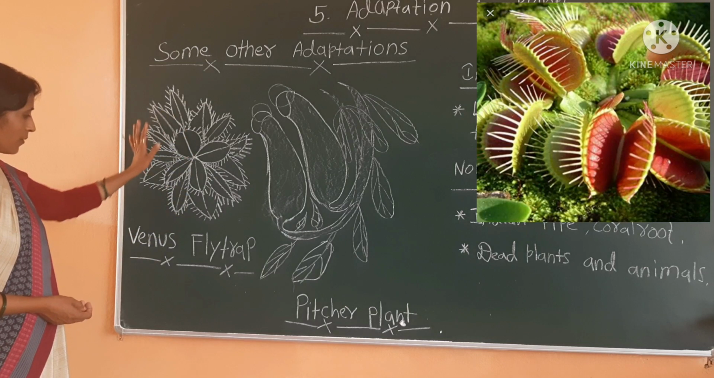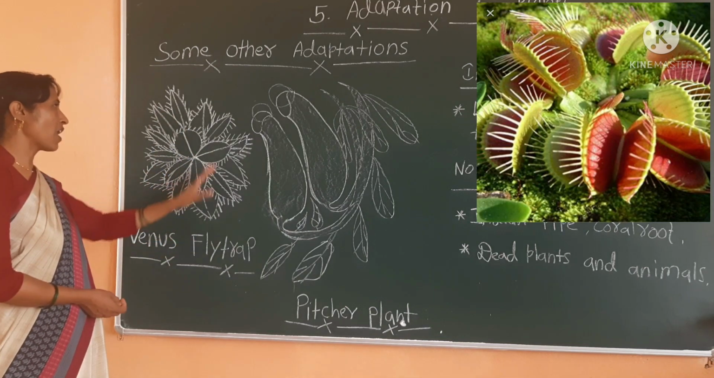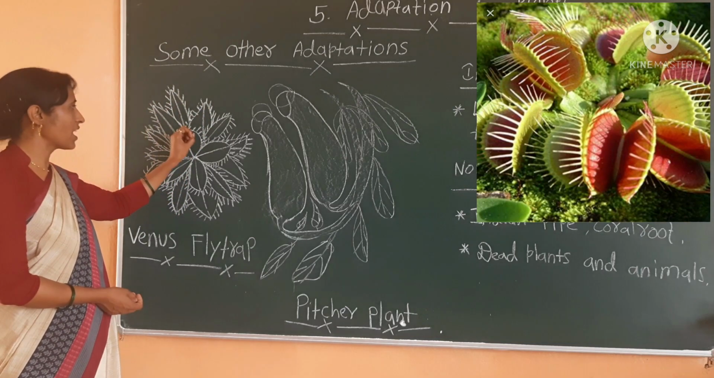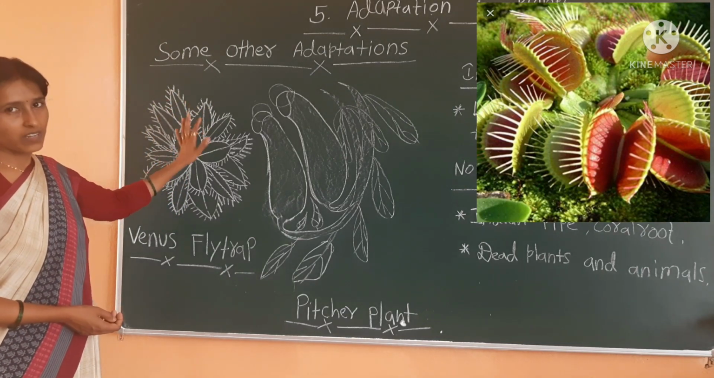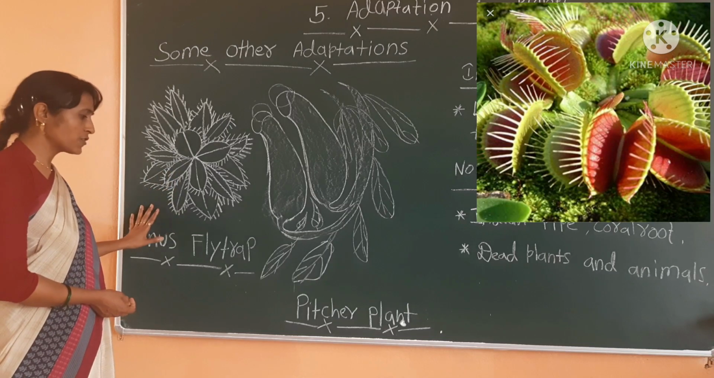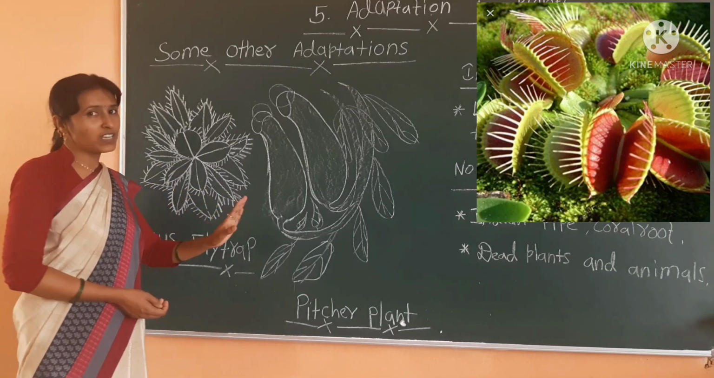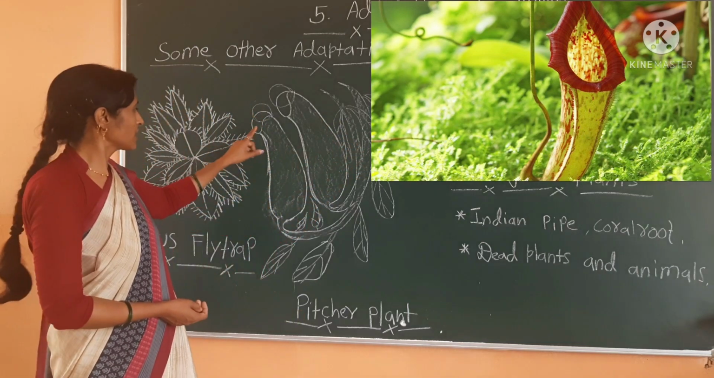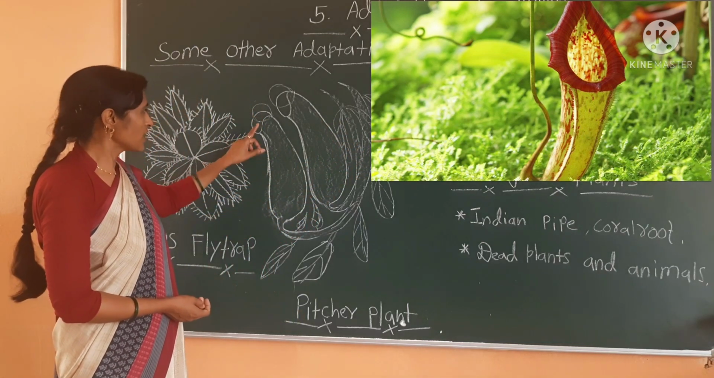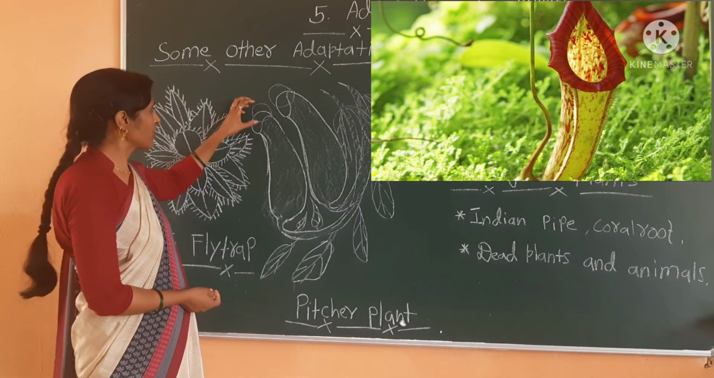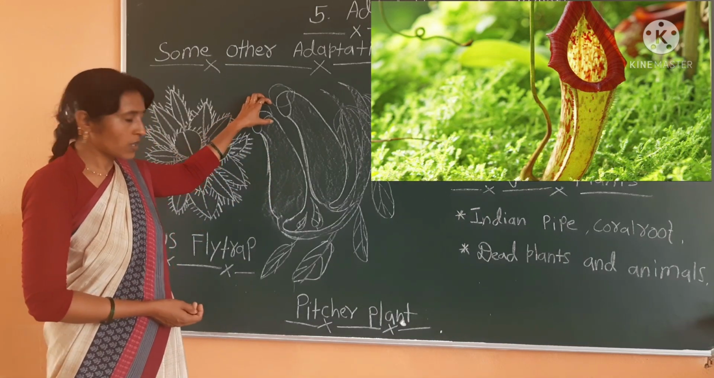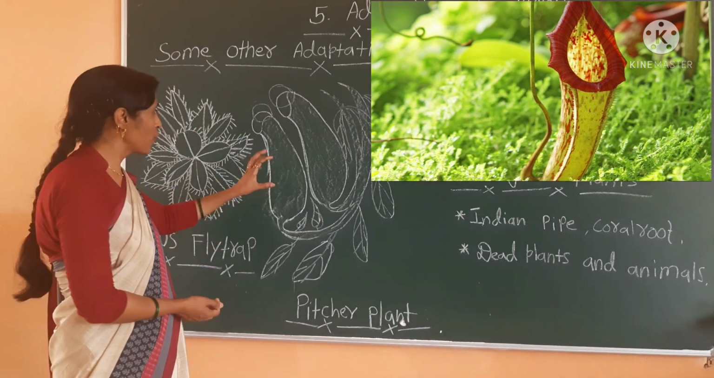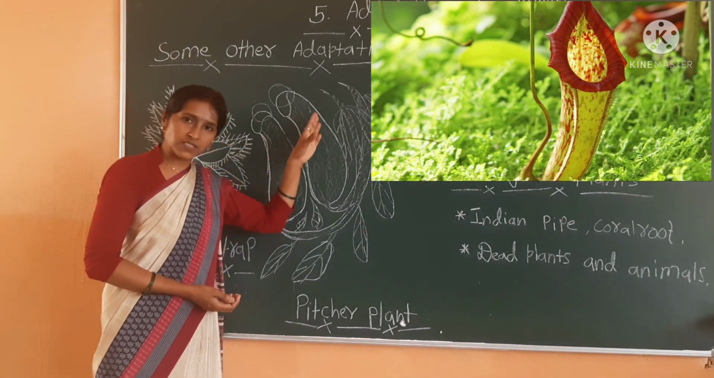So this is the structure of the Venus flytrap, having hair-like structures which attract the insects and trap them within it. So this is the Venus flytrap, and another one is the pitcher plant. The pitcher plant has this type of structure and also has a lid on the opening, and there is some nectar found inside, and the aroma comes out from this.